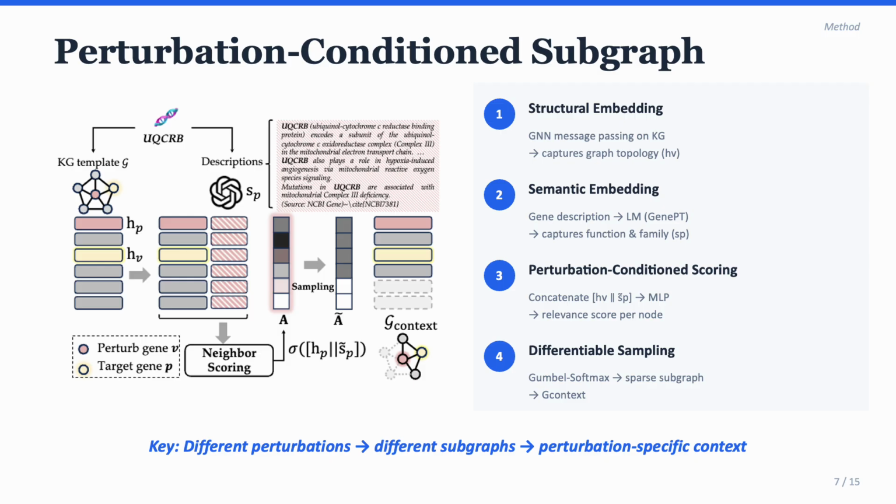So how do we extract this subgraph? First, we get structural embeddings from GNN message passing on the knowledge graph. And then we get semantic embeddings from gene descriptions, which are generated by large language models using the NCBI database as a reference. Then we concatenate both structural and semantic embeddings, pass them through an MLP layer, and score each gene's relevance to this specific perturbation. Finally, we sample a sparse subgraph in a differentiable way, which is fed into the decoder to generate the perturbed expression.